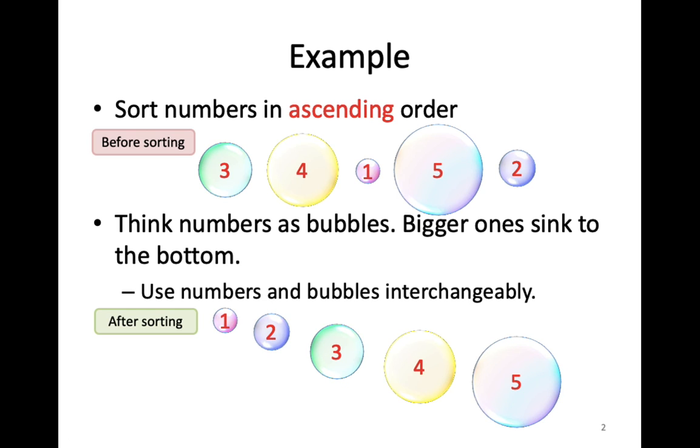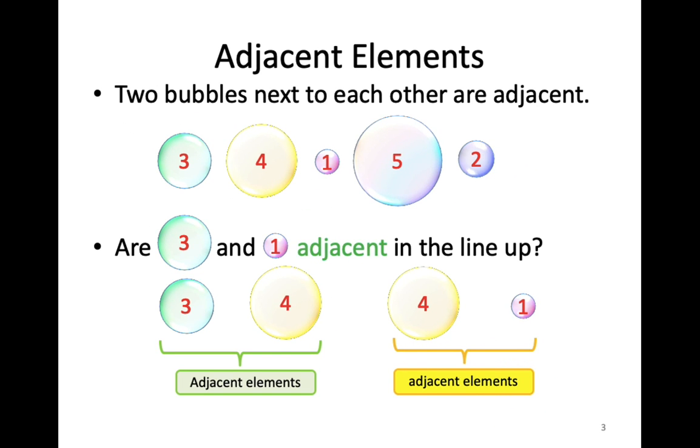In this slide, we introduce adjacent elements. Two elements next to each other are adjacent. In the above lineup, elements 3 and 4 are adjacent. So are 4 and 1. However, 3 and 1 are not close to each other, so they are not adjacent.